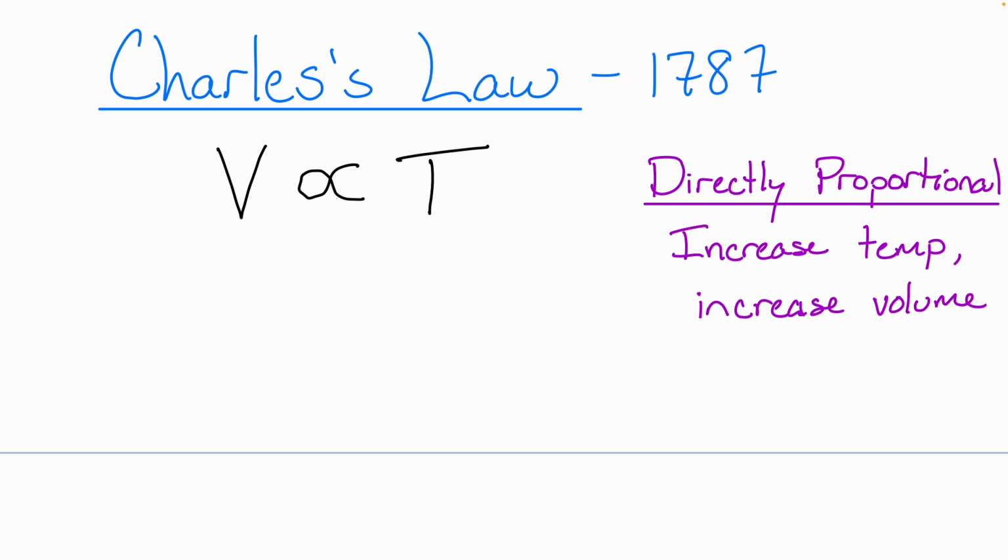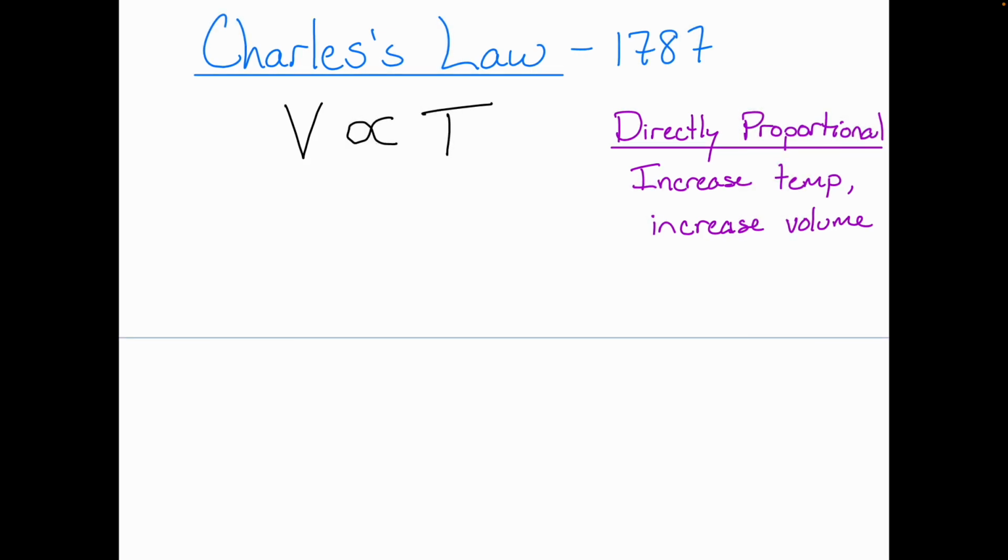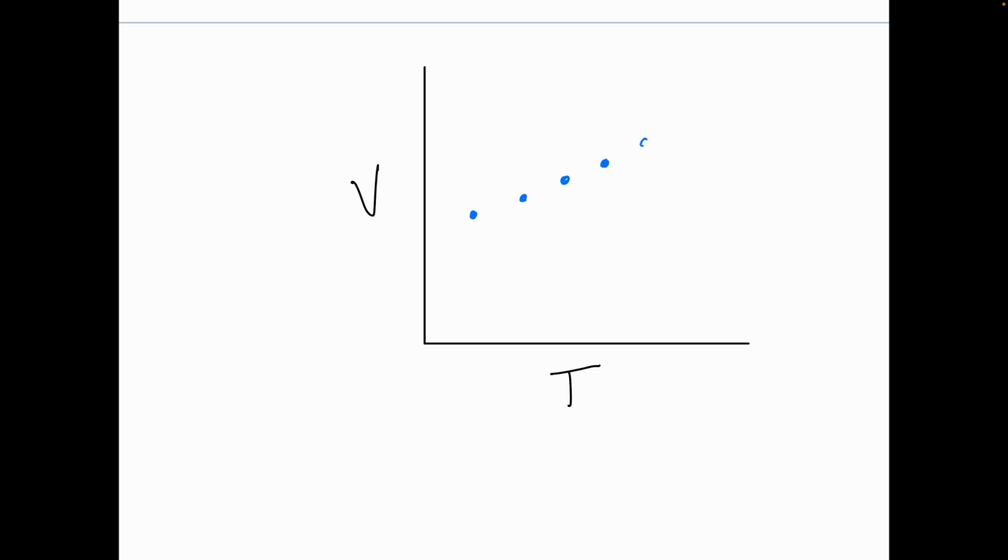The volume of a gas is directly proportional to its temperature. If one increases, the other one increases. Or likewise, if one decreases, the other one decreases. All right, so again, Charles made a little plot where he increased the temperature and measured the volume of a gas. And he saw that as that temperature increased, so did its volume. Okay, so again, directly proportional.